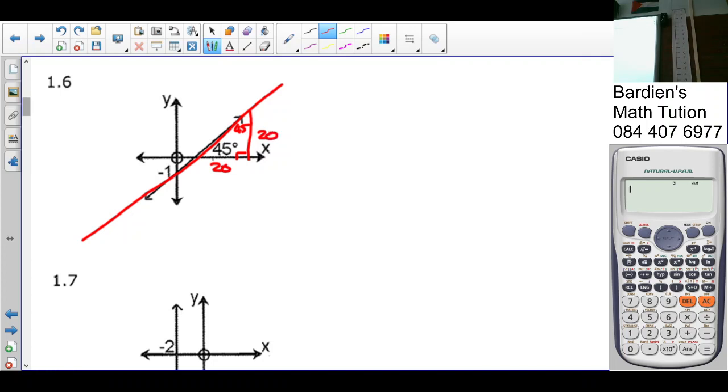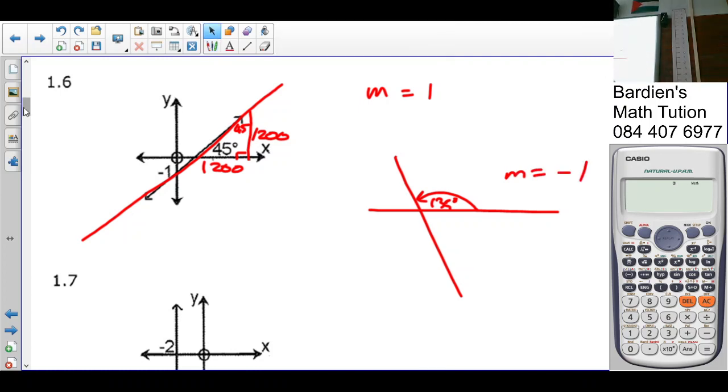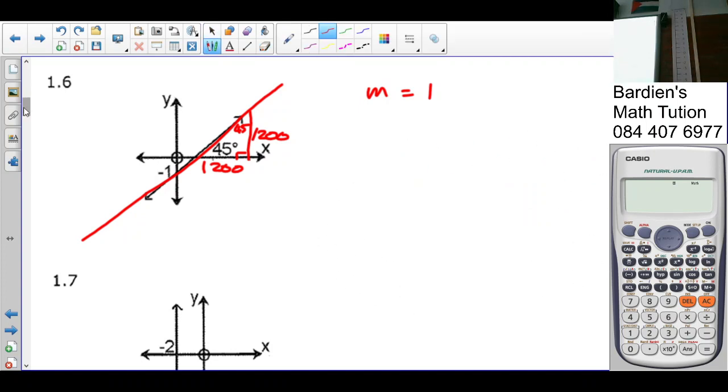If this is 120, 120. 1200, 1200. So the rise and the run are the same, so your gradient is going to be 1. Remember that? If it's a 45-degree angle, the gradient is 1. If the angle is 135, then what is the gradient there? Negative 1. Okay? We've done this initially when we did the graphs, the introduction to it, we spoke about it. Okay? So what's my equation?